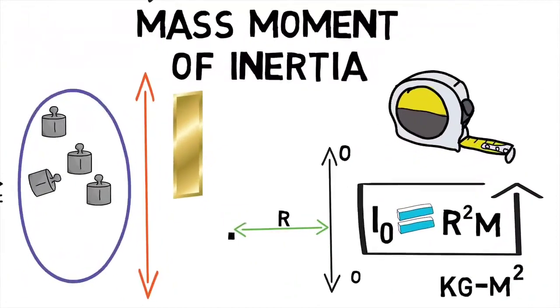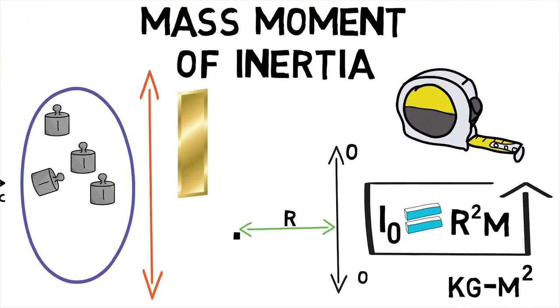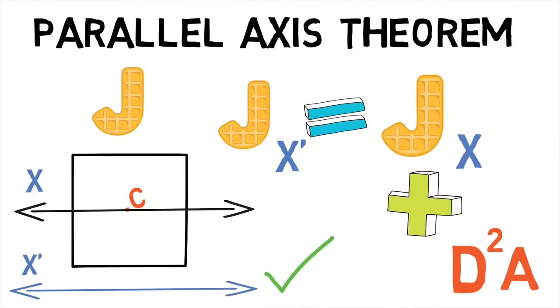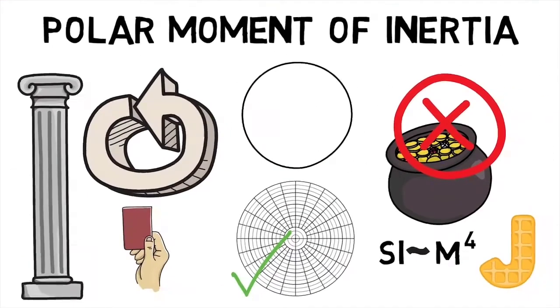Hence, we first saw what the mass moment of inertia is, then learned about area moment of inertia while looking at the parallel axis theorem, and then went on to see what the polar moment of inertia is.